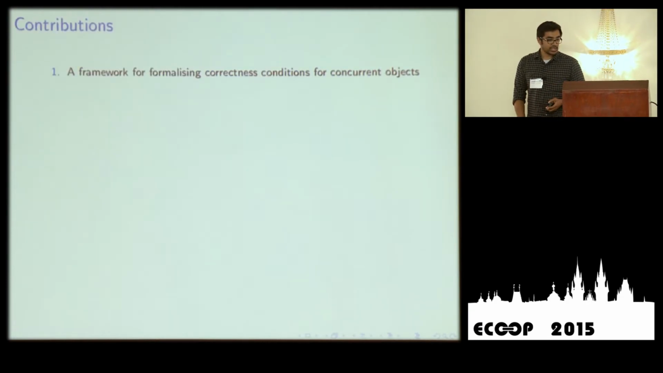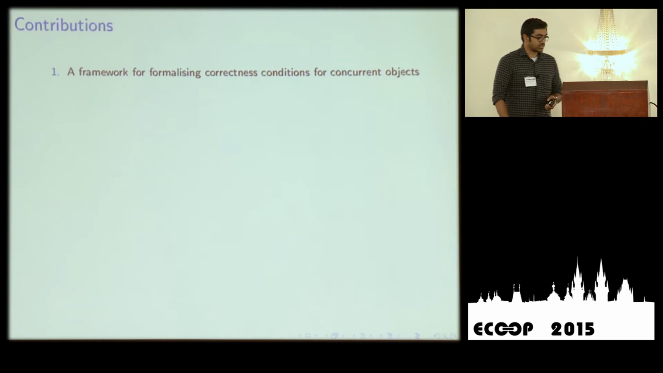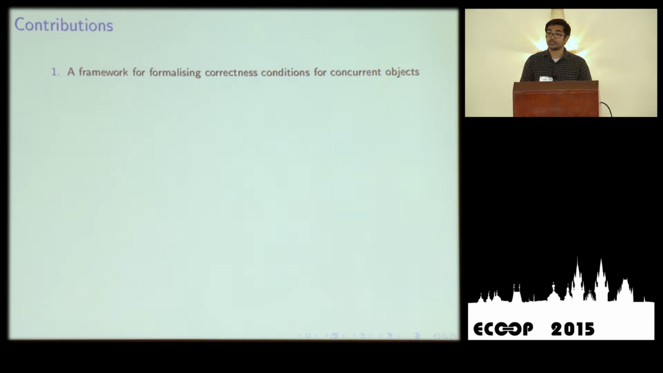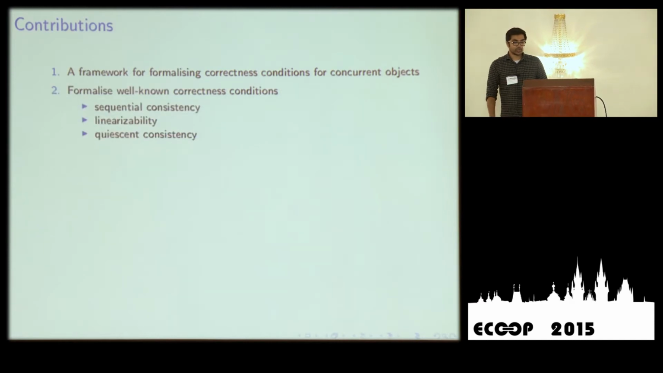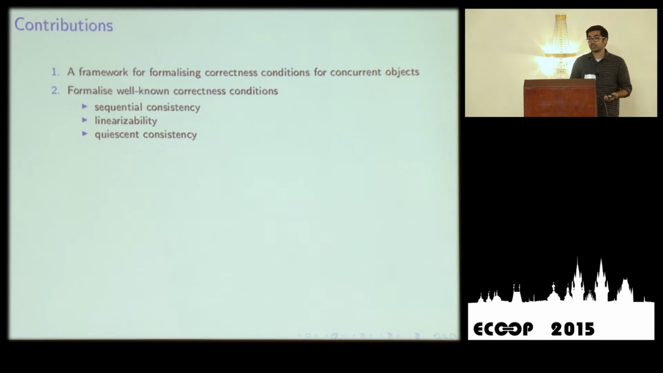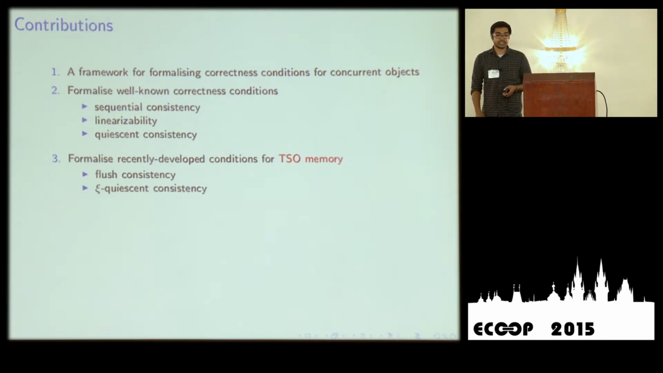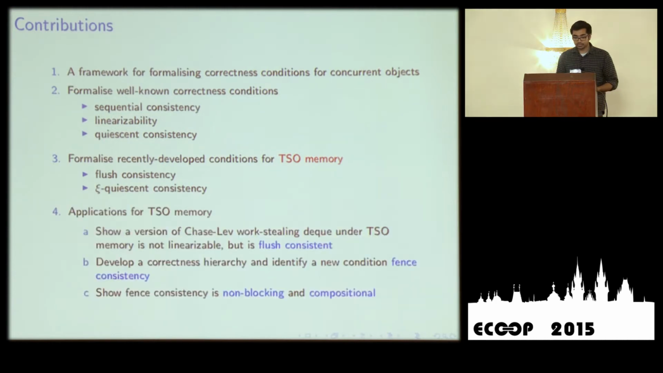So the paper is doing a number of things. One of them is defining a framework for formalizing correctness conditions for concurrent objects. Then we show that some of the well-known conditions, for example, sequential consistency, linearizability, and quiescent consistency, can all be defined in terms of this framework. Then we extend this to weak memory, in particular the TSO memory model, and we show that some of those can be formalized as well. And finally, we have a number of applications, and that's all in the paper.